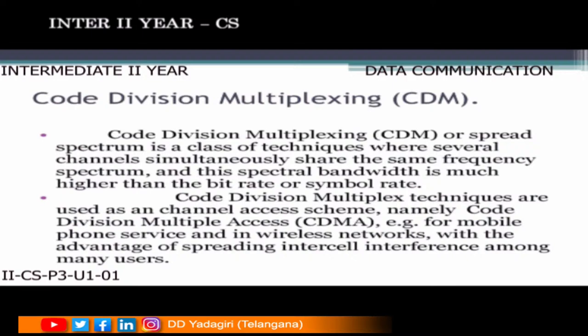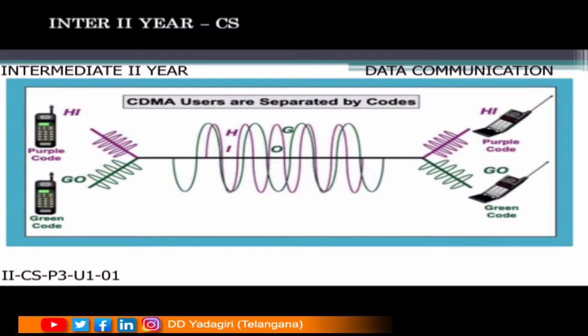Next, code division multiplexing. Code division multiplexing, or spread spectrum, is a class of techniques where several channels simultaneously share the same frequency spectrum, and this spectral bandwidth is much higher than the bit rate or symbol rate. Code division multiplex techniques are used as a channel access scheme, namely code division multiple access, that is CDMA. Example for mobile phone service and in wireless networks, with the advantage of spreading intercell interference among many users.